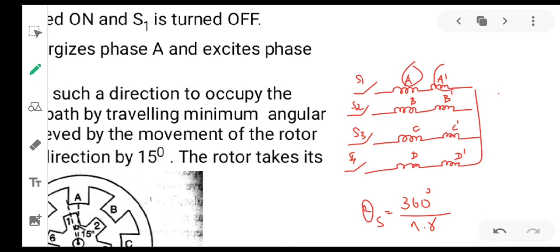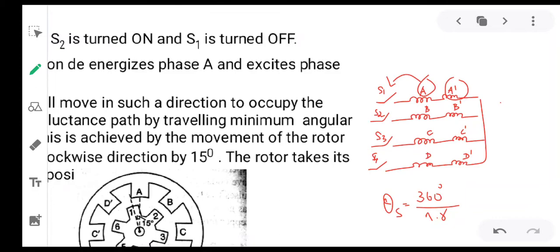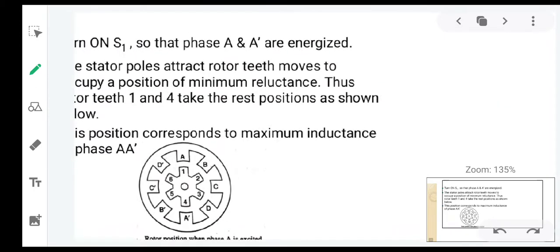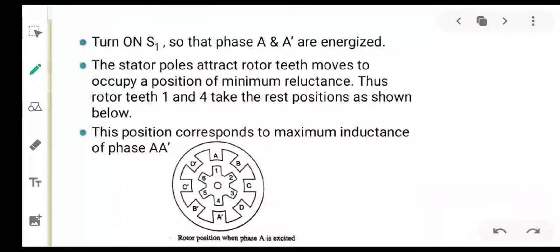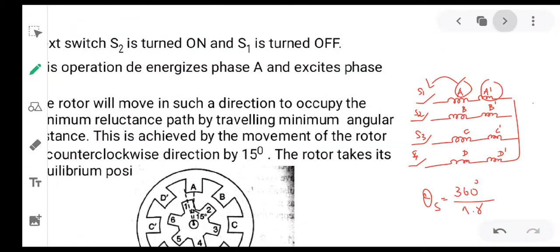A dash is connected to a switch S1. Similarly, B dash is connected to switch S2, C dash through S3, and D dash through S4. Okay, fine. Now, when you are turning on the switch S1, keeping S2, S3, S4 open, you are closing only switch S1.